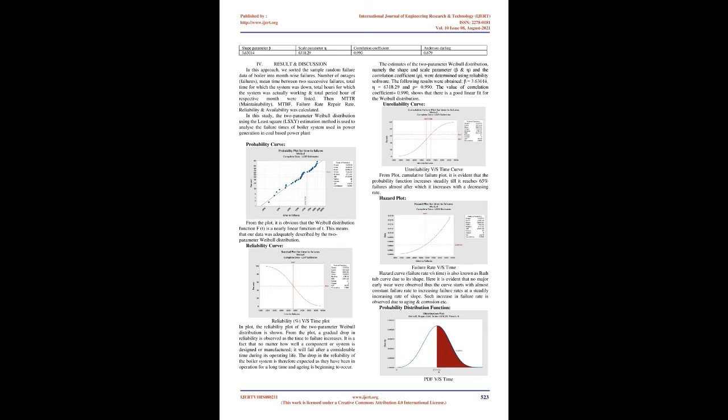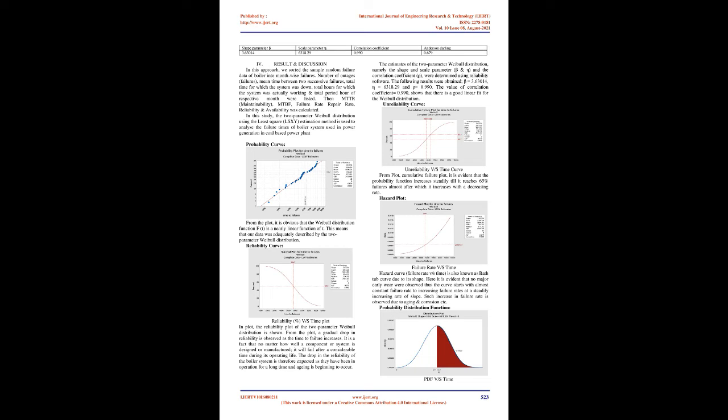From the cumulative failure plot, it is evident that the probability function increases steadily till it reaches almost 65% failures, after which it increases at a decreasing rate. Hazard curve, failure rate versus time, is also known as the bathtub curve due to its shape. Here it is evident that no major early wear was observed, thus the curve starts with an almost constant failure rate, going to increasing failure rates at a steadily increasing rate of slope. Such an increase in failure rate is observed due to aging and corrosion, etc.